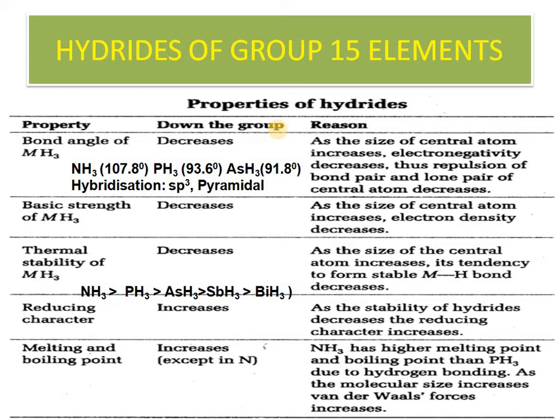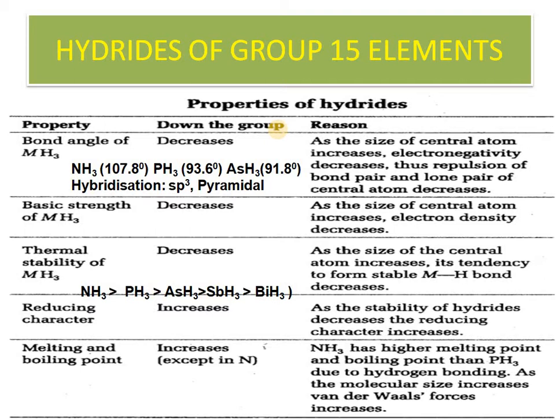This is not a regular tetrahedral geometry. No, this is a pyramidal shape. Why? Because of the presence of one lone pair. So due to the lone pair, as per VSEPR theory, the tetrahedral shape changes to pyramidal. Now the next question regarding that is why the angle of ammonia is large compared to phosphine.